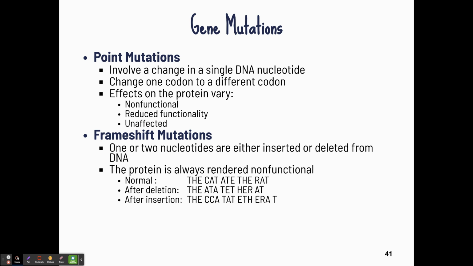An example of a point mutation is sickle cell anemia. Sickle cell anemia occurs because there's one change in the DNA segment. If I change the DNA, I can change the amino acid. If I change the amino acid, I can change the protein. If I change the protein, remember we said it may not work or it may change shape.